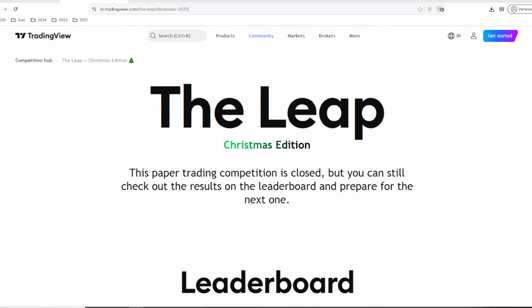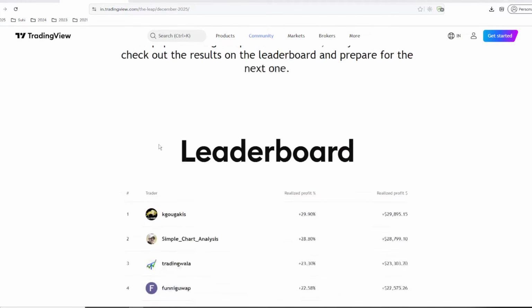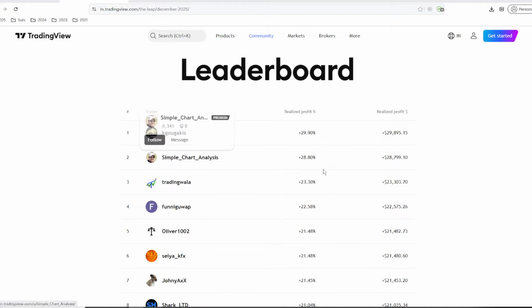TradingView has confirmed the competition winners, and as you can see here, the Leap Christmas edition, you can see Simple Chart Analysis in the second position, and it's a fantastic feeling. And they have already rewarded me with an extension of my subscription in TradingView. It's a fantastic thing.